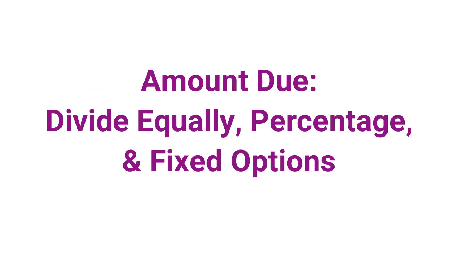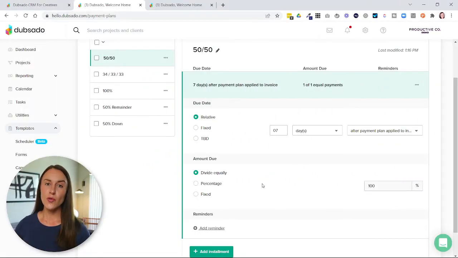The second choice you'll need to make is how much you want due for this particular installment. If you select divide equally and then add another installment, Dubsado will automatically calculate how much each installment is going to be for based on the total of the invoice. So if a client chooses a package that's $3,000, Dubsado will automatically calculate that into two $1,500 payments. But if the client chooses a package that's $1,000, Dubsado will automatically recalculate it so that each payment is $500. So Dubsado will calculate it for you.